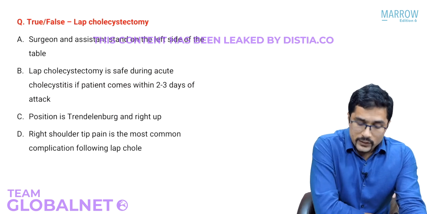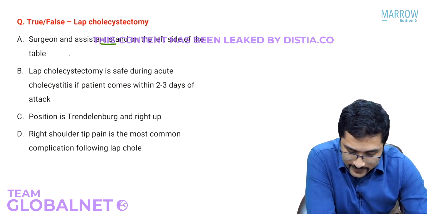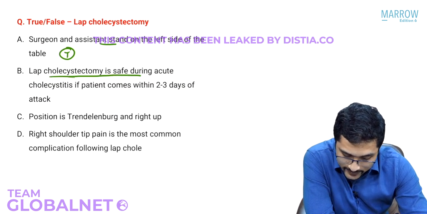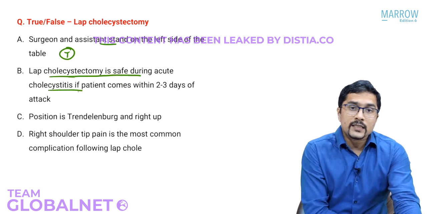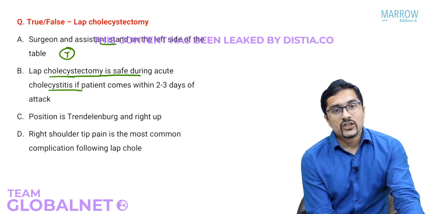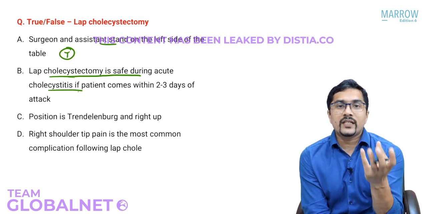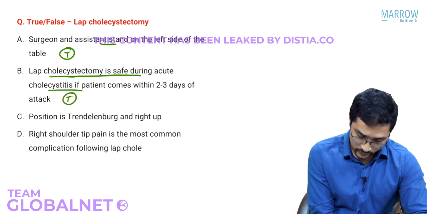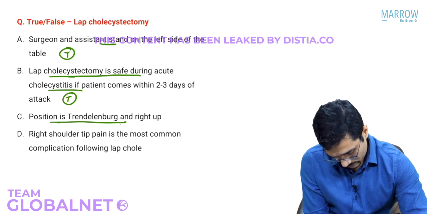During lap chole, surgeon and assistant stand on the left side. This is true. This we've discussed. Lap chole is safe during acute cholecystitis, provided the patient comes early. We have discussed this, that if the patient comes early, the first 72 hours are the golden period, and you can carry out surgery in that period.